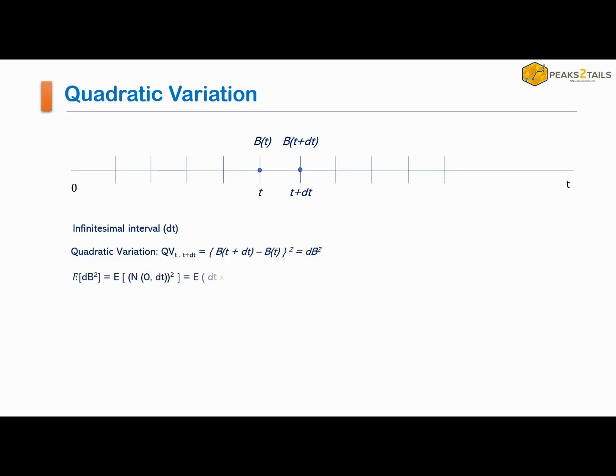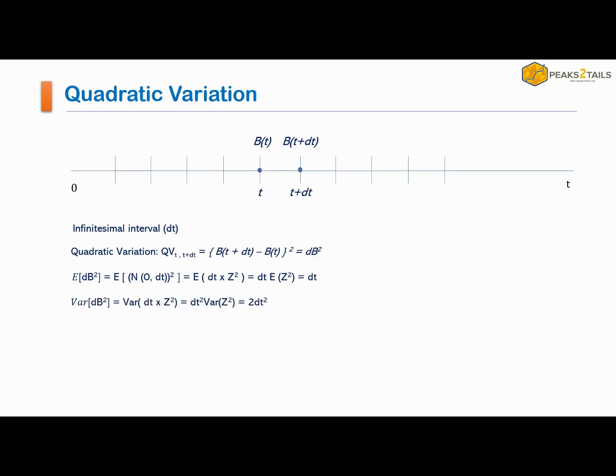So the expectation of dB square is the expectation of a normal variate that has a mean 0, variance dt. We can replace that normal variate as z square root of dt, and then the whole square would become expectation of dt times z square. dt is a scalar, it will come out, and then we have expectation of z square, which is 1. So we get dt. Expectation of dB square is dt.